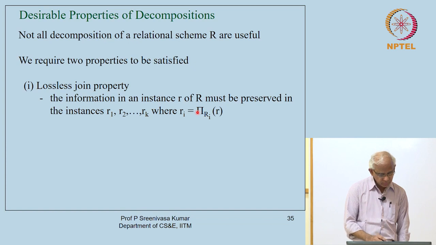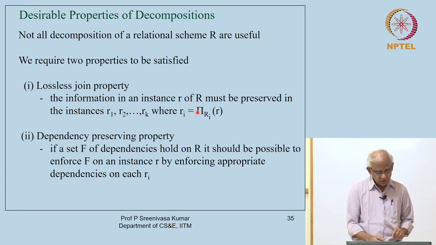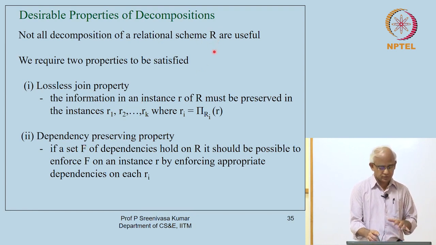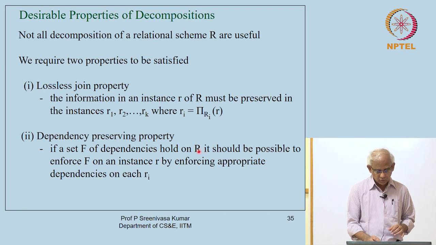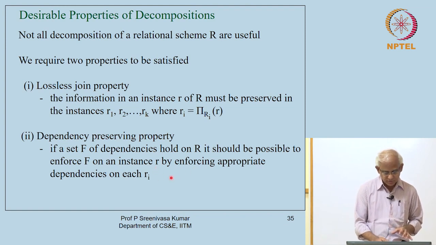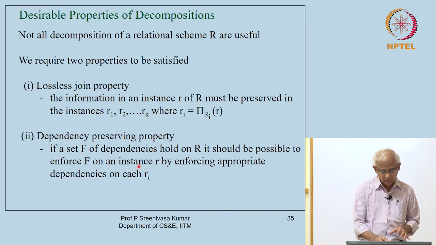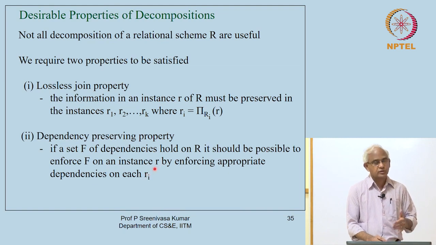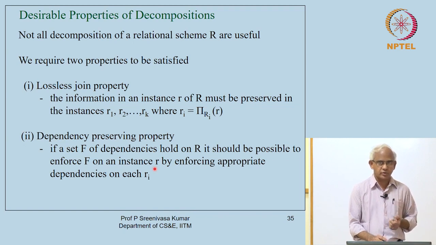Then this is one thing. The other thing is that, supposing there was a set of functional dependencies holding on the relation scheme R, how do we appropriately translate those functional dependencies into each of these Ri's, so that enforcing these functional dependencies on each of these decomposed relations is equivalent to enforcing the functional dependencies on the original relation? How is it possible? That is another thing.